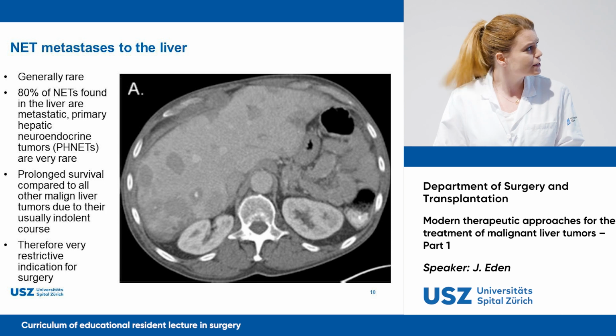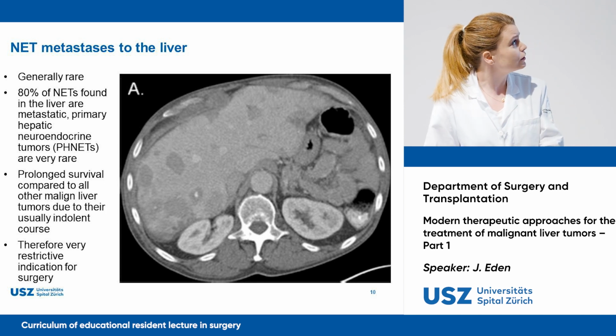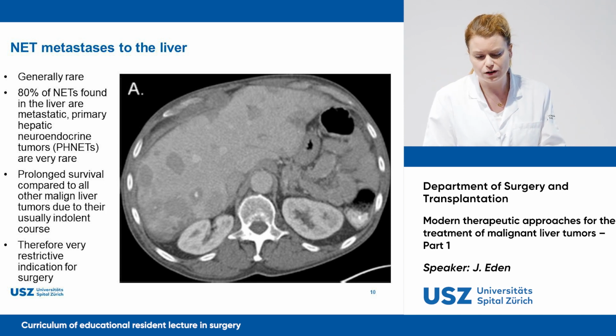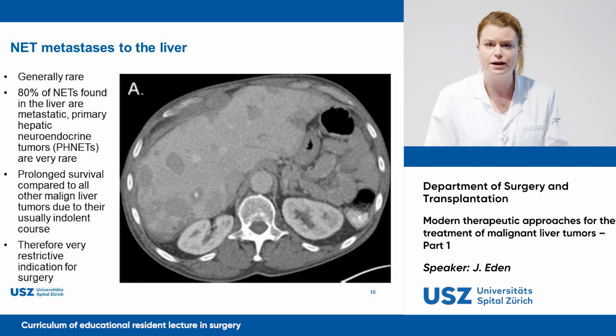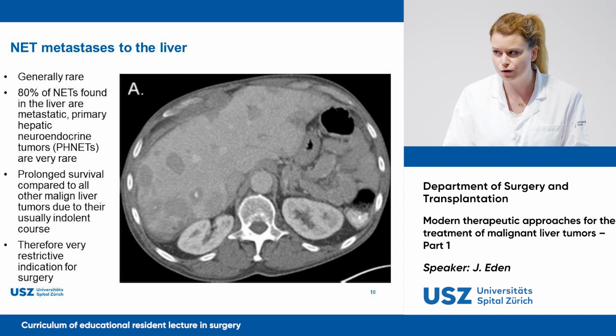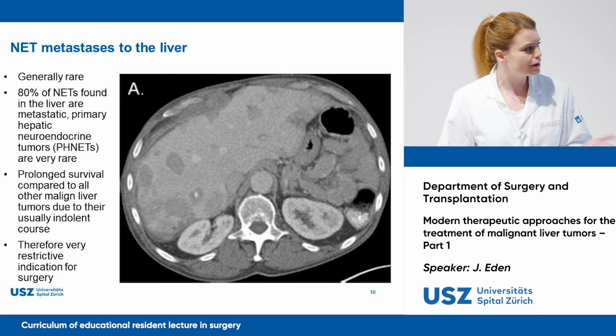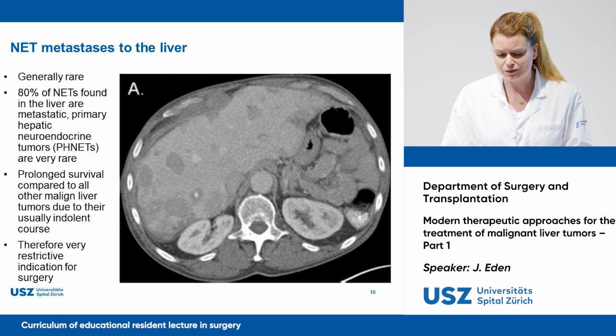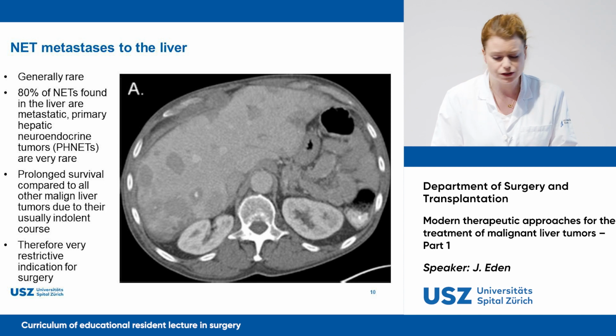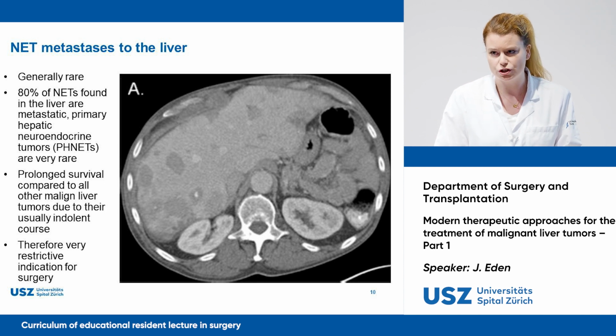Let's talk about NET metastases quickly. They're generally rare. 80% of NETs found in the liver are metastatic. Primary hepatic neuroendocrine tumors do exist. They're called PH-NETs, but they're even more rare. A difference between this tumor and the other tumor entities is a prolonged survival compared to all the other tumors we've discussed so far, due to their usually indolent course. And therefore, indication for surgery is very restrictive.